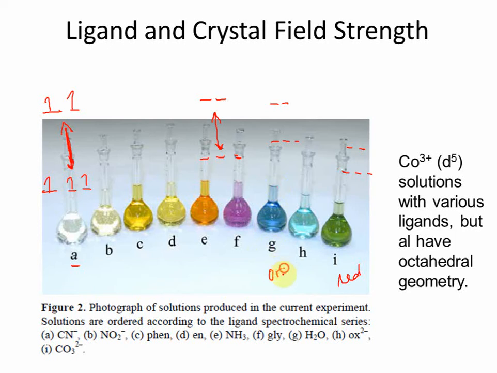But eventually the separation gets to be so big that we move out of the visible region and it actually absorbs in the ultraviolet region. So this is why A appears colorless. It's because the energy gap is so large, it requires more energy, so it requires a shorter wavelength, and this actually gets us into the ultraviolet region of the spectrum. So pretty cool, huh?